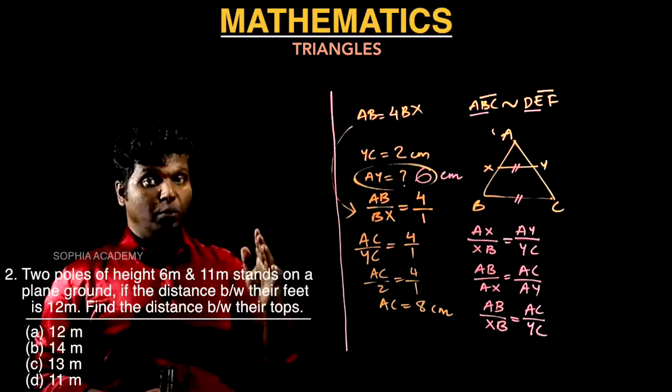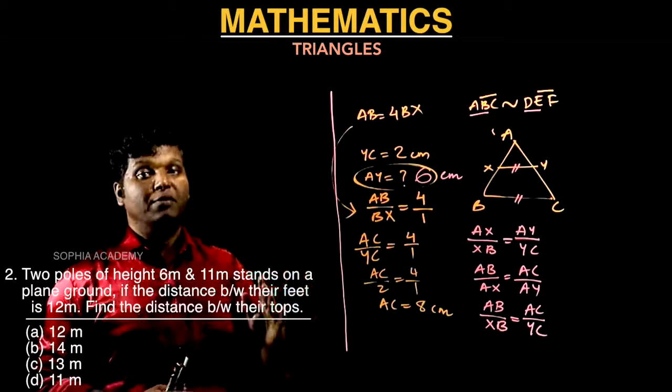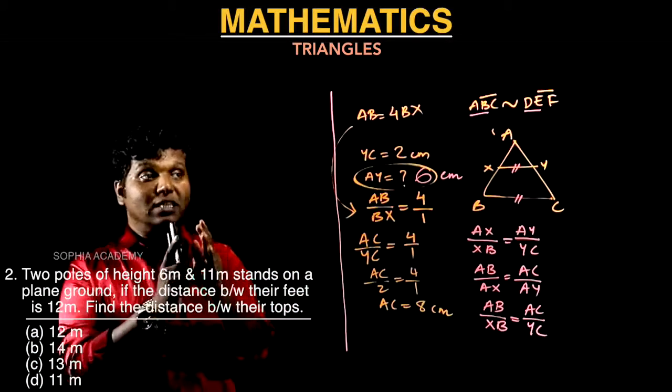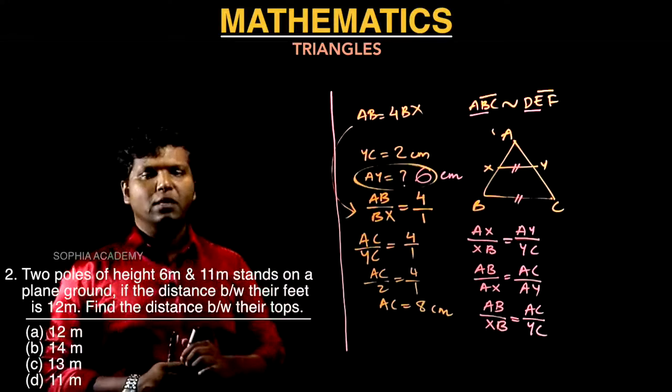So you know that there are two poles. They are lying on the same vertical ground, right? One is 6 meters and another one is 11 meters. And the next thing which is given inside the question is the distance between the foot of these two poles is 12 meters. So let us simply draw.